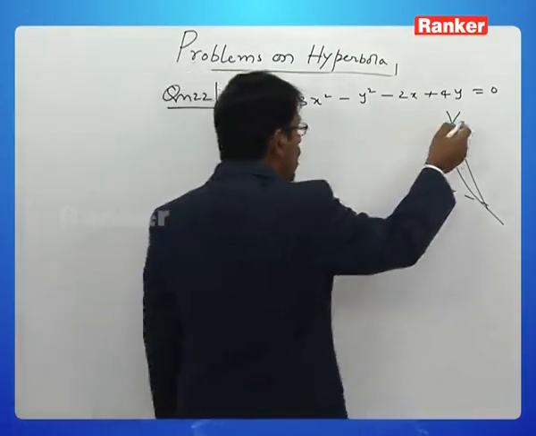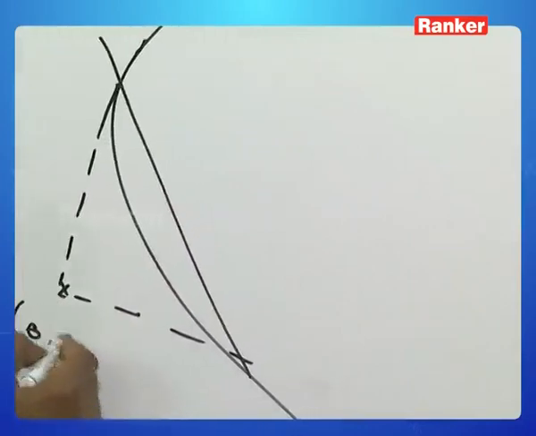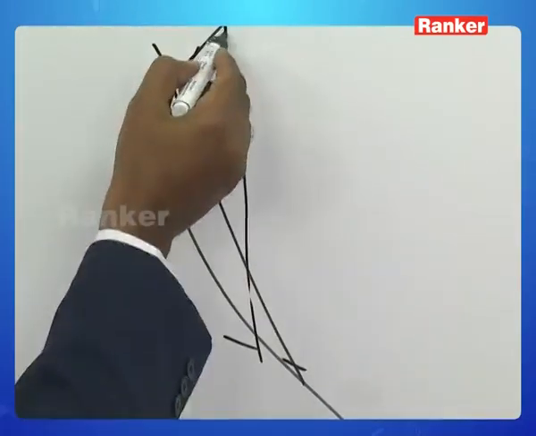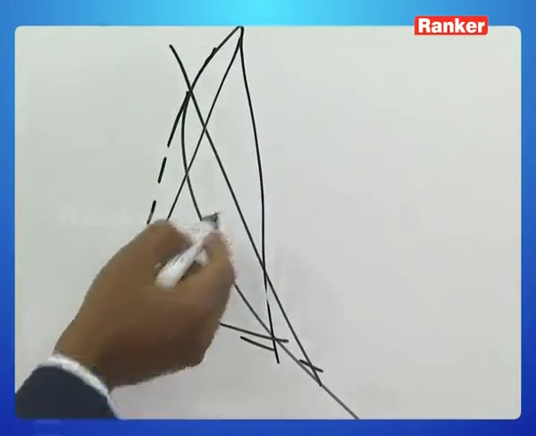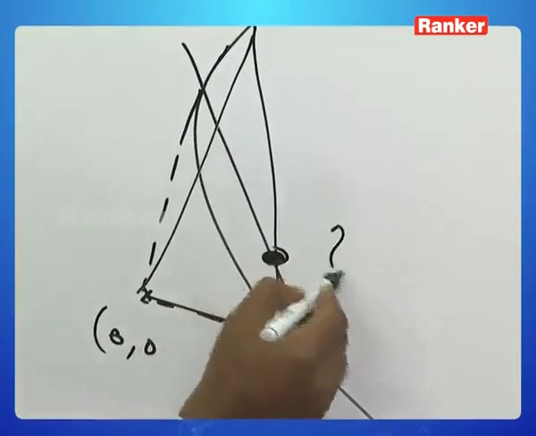We are asked to show that all such chords which subtend a right angle at the origin will pass through some fixed point. You may have many such chords, but all of them pass through a fixed point. What is that fixed point? We have to find out.